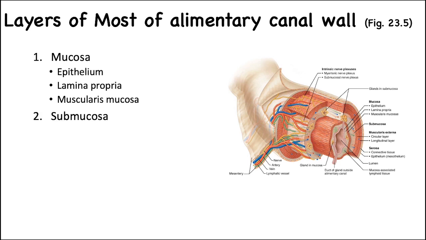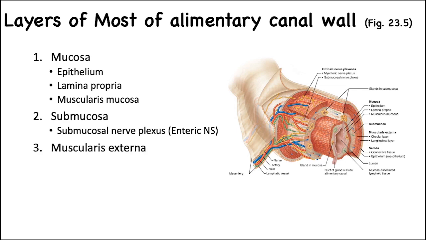The second main layer, the submucosa, will be irregular connective tissue with blood and lymphatic vessels as well as submucosal glands. Associated with this layer is the submucosal nerve plexus, which is part of the enteric nervous system. This plexus regulates secretions and blood flow to the alimentary canal.